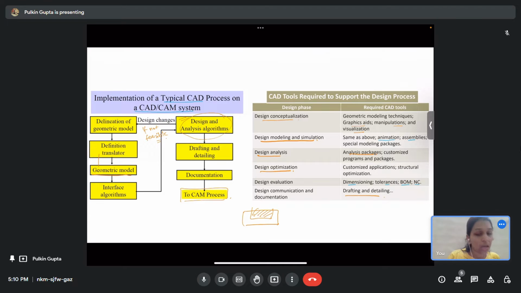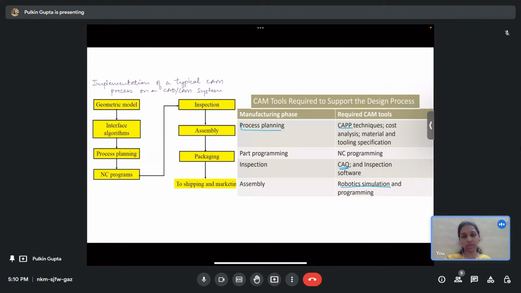Okay, now similarly, this is how a CAM process is implemented. You have a geometric model, then there are interface algorithms that help you to interface between your software and the machine which is going to manufacture your component. Then your process is planned, and then numerical control programs are defined. After your product is made, it is inspected for quality, then it is assembled and packaged, and then it is shipped to the market.